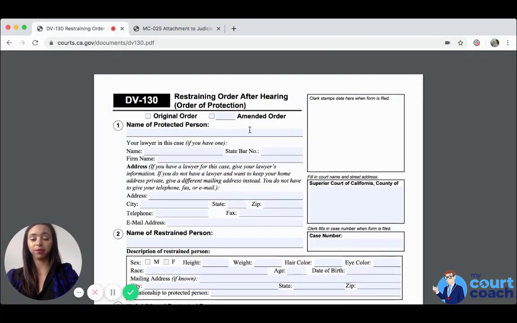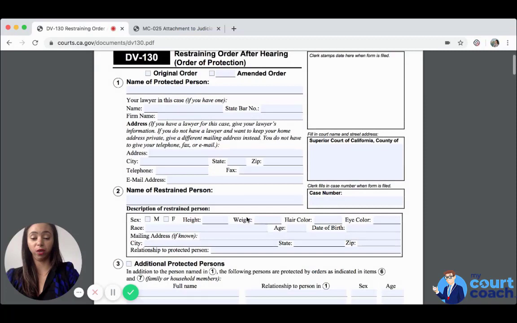Name of protected person, you'd write your name. And then if you have a lawyer, you'd write their name, and then the address of the lawyer. If there is no lawyer, a mailing address or an address that you are okay with the court and the other party having. And then you can leave the telephone, email, and fax number blank if you so wish.